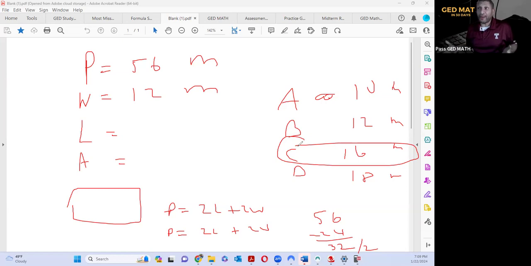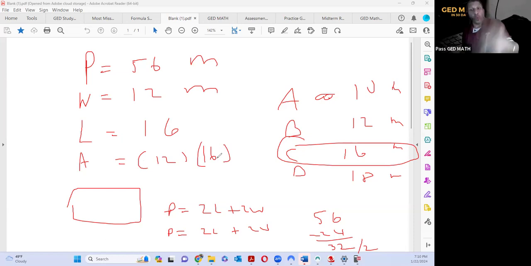So right away, what I'm doing is 56 minus 24. I'm left with 32. That 32 needs to be divided up to 2 sides. So I'll divide that by 2. I got 16. I'm done. So I know my length is 16. How do I find my area? 12 times 16. That's not a hard problem. You're getting lost in what you're doing. Don't get lost in what you're doing.